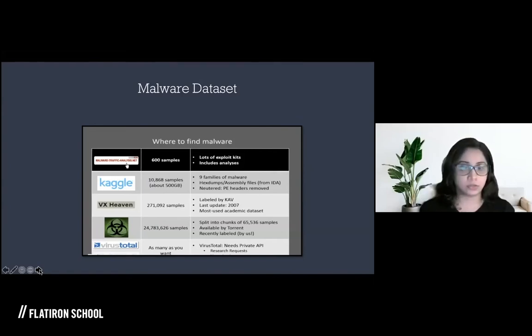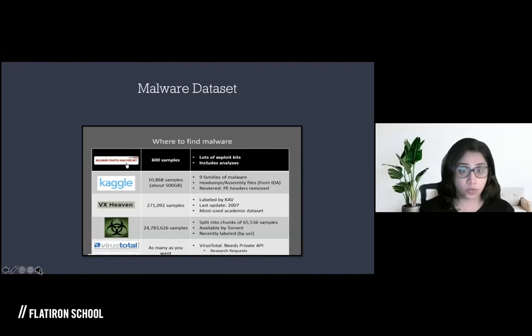Second one is Kaggle. Some of you, if you do not know, Kaggle is a data science competition website where data sets are present. Companies like Microsoft and others put up data science competitions and pay the winners, and you can also create models on this web-based service, which is Kaggle. Kaggle also has malware samples.